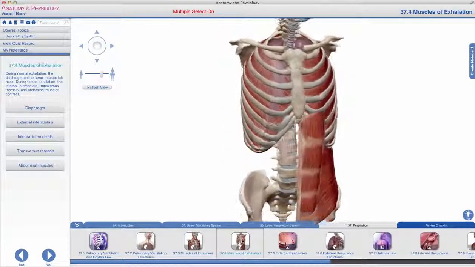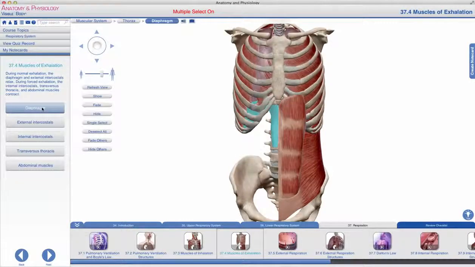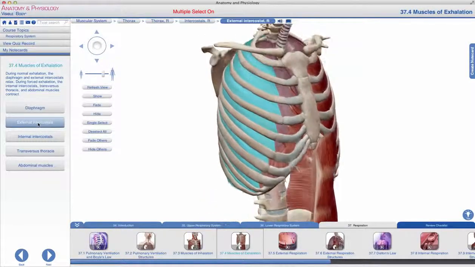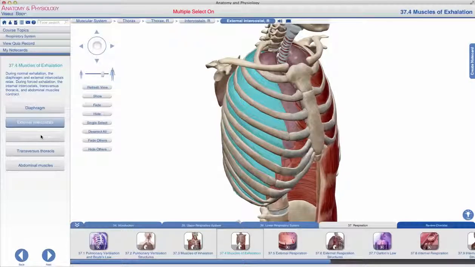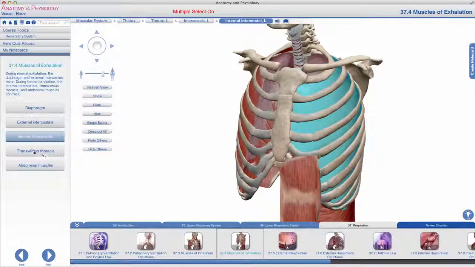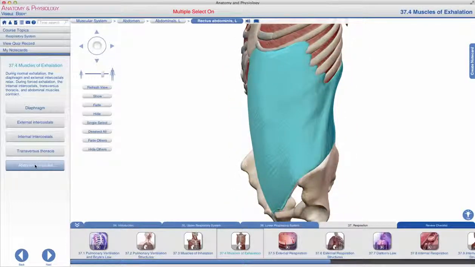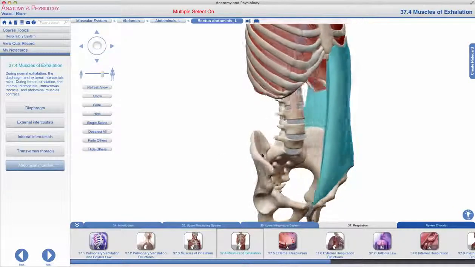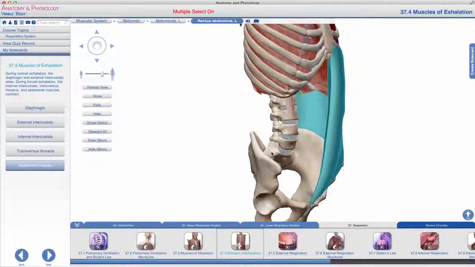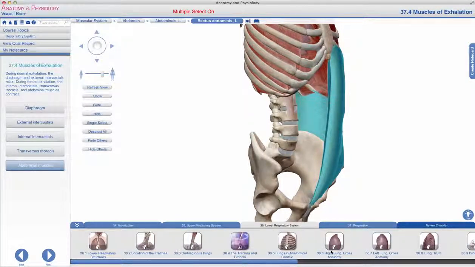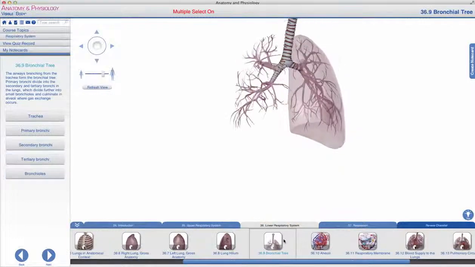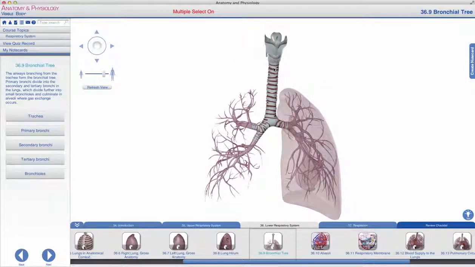while those muscles associated with exhalation would include some duplicates, again the diaphragm and the external intercostals, but additionally internal intercostals, transversus thoracis, and your abdominal muscles. With those working together, you can facilitate pulmonary ventilation via the mechanism we've just learned as Boyle's law. Let's return one more time to the bronchial tree and examine how air would flow through the many structures of the bronchial tree as you inhale and then exhale.